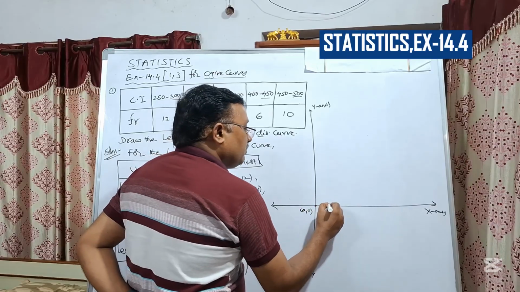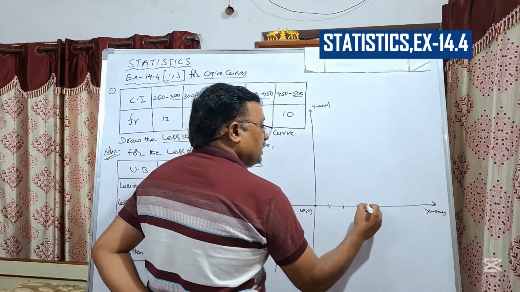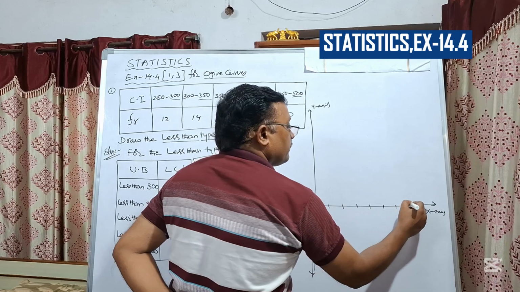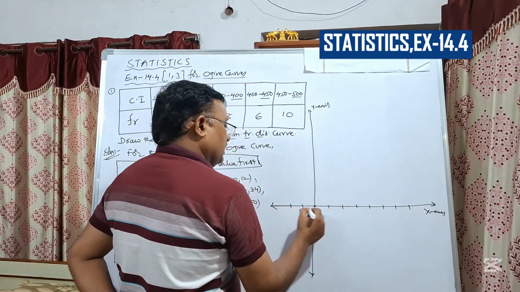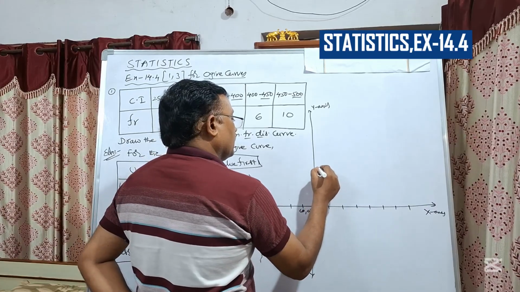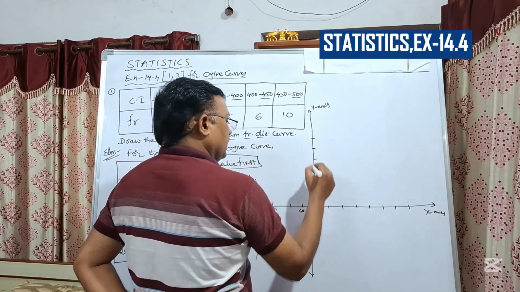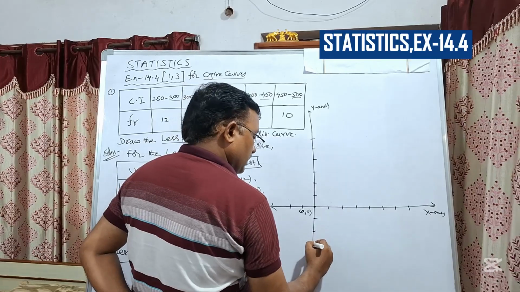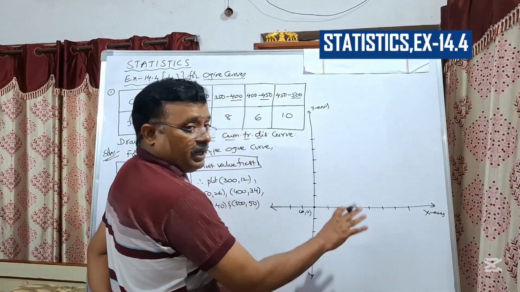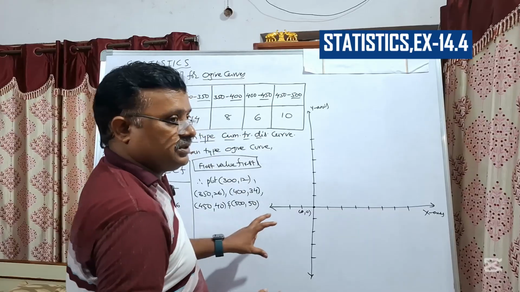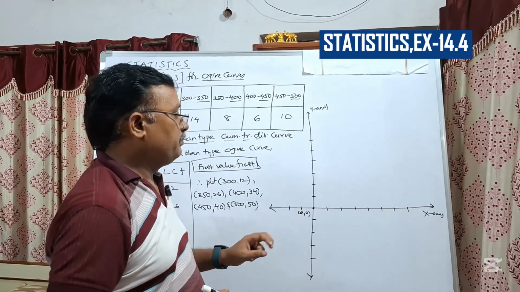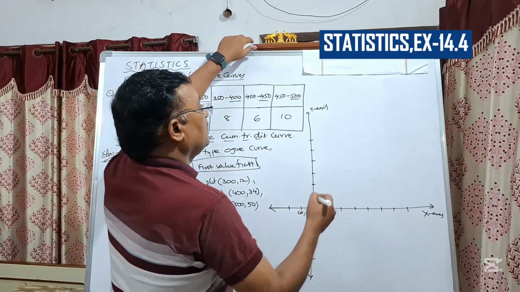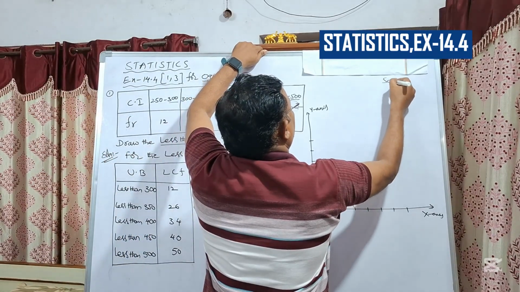In the graph they will be partitioned with 1 centimeter, like this. Here also 1 centimeter, here also 1 centimeter. Roughly I am drawing here equal 1 centimeter partitions. So this is the Cartesian system with x-axis and y-axis, with the origin as base. But how much is that 1 centimeter? That has to be written as a scale.